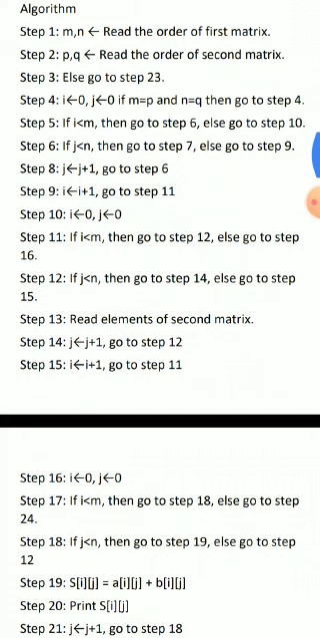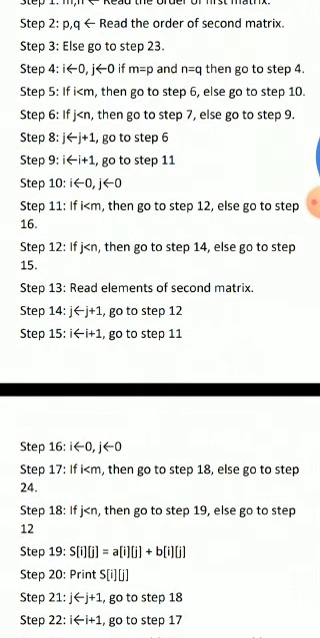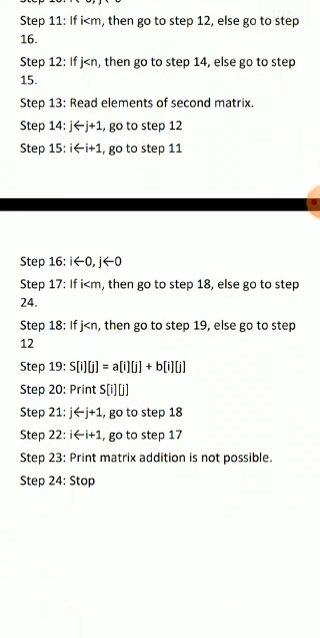Step 13 is to read the elements of the second matrix. Many conditions are to be satisfied. And then step 19 gives S of ij equal to A of ij plus B ij. Then the next step is to print the sum of ij. Then j plus 1 tends to j, go to step 18. Then i plus 1 tends to i, then go to step 17. If not, then step 23 says print matrix addition is not possible. Then the last step, stop.